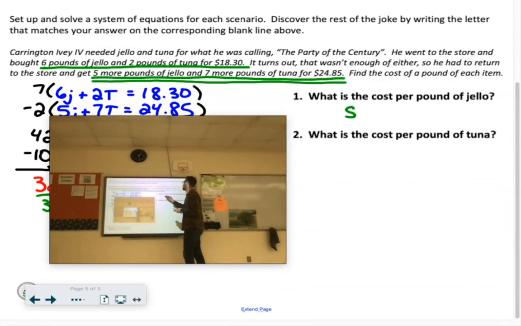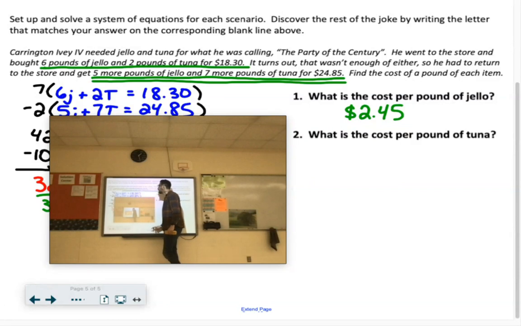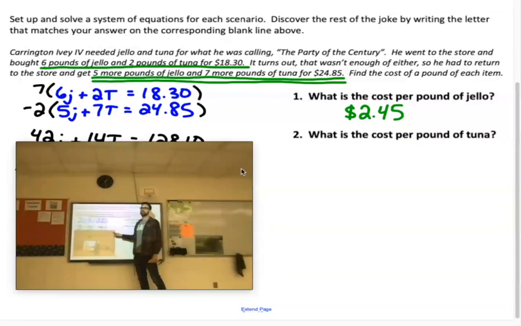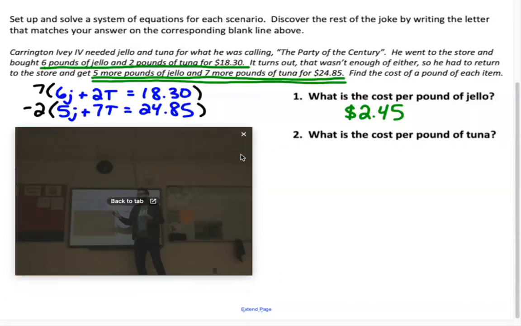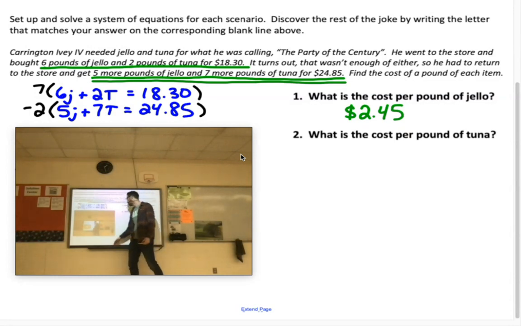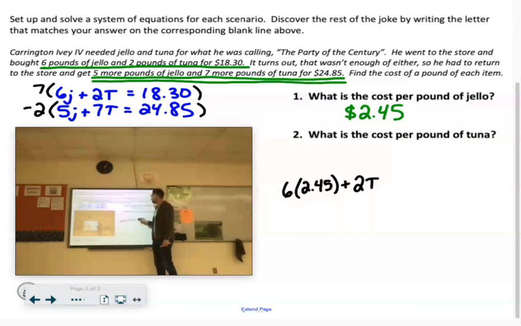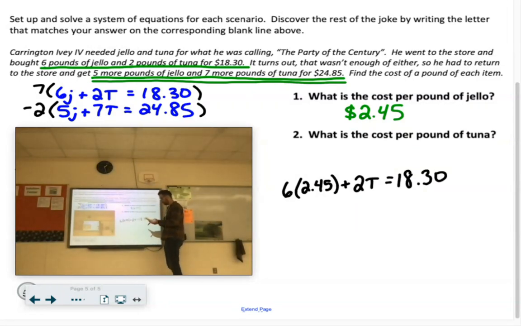But we need to figure out the cost of the tuna. So we have 4 equations to choose from. The first 2 are typically the easiest. They're just smaller numbers. So I'm going to go with the first equation, the 6J. So we have 6 times the pound of Jello, which we know is $2.45 per pound, plus our 2 pounds of tuna, came out to $18.30. 6 times 2.45 is 14.7, so $14.70 on Jello.